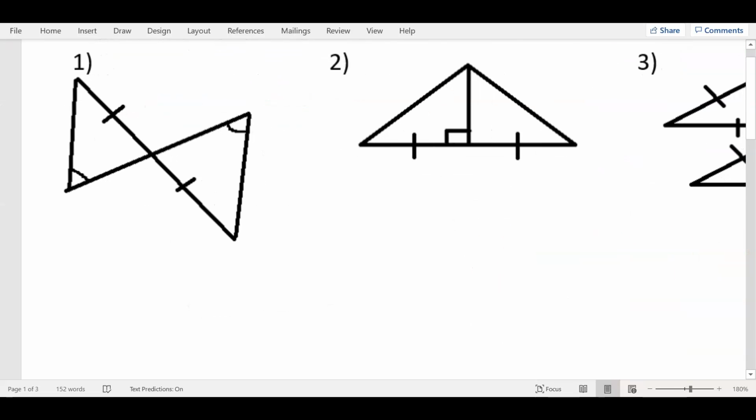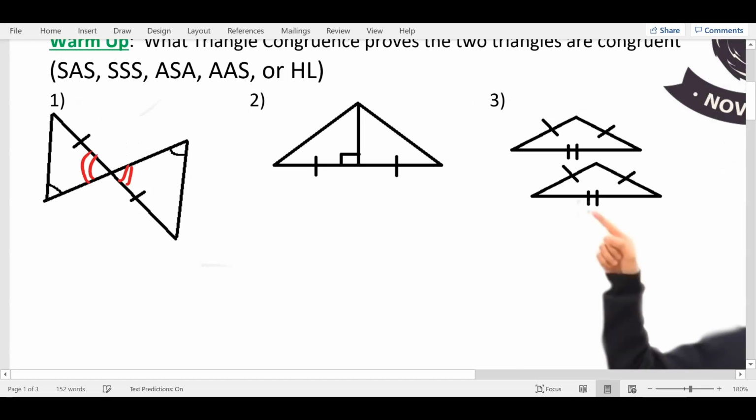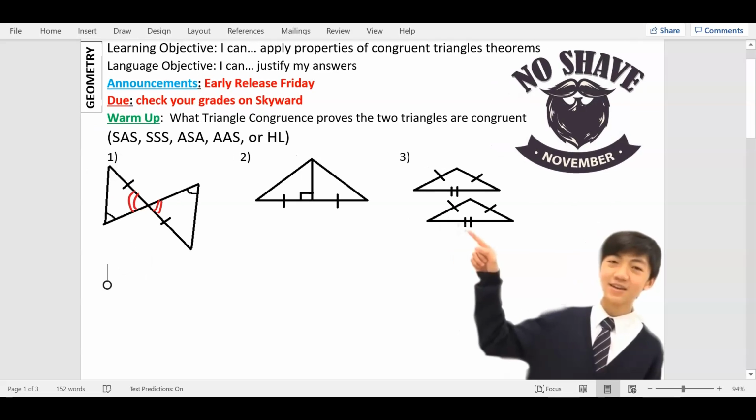So let me do that real quick. I already see 1 arc, so I'm going to put 2. Now, the question is, what is the theorem? So take these 3 things, and start at the edge and go around the edge. So what does this arc mean? Angle or side? This is an angle. What about this arc? Angle. What about this side? Side. In order, angle, angle, side. Do you see how this side tick is not in between the angles? It's after the angles. So it's angle, angle, side. Go ahead and write AAS.